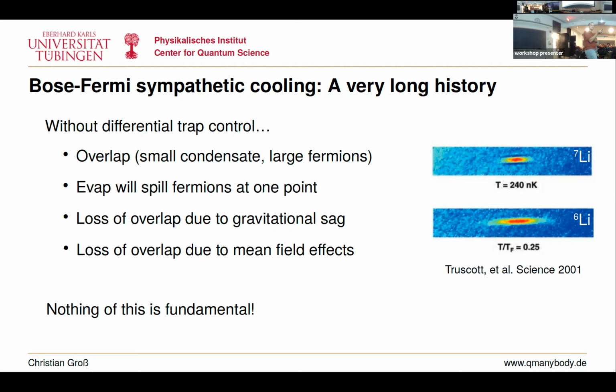There are mean field effects which kill your overlap. There are many reasons why evaporation becomes inefficient here if you don't have enough control knobs. And this is the thing. Nothing here is fundamental. If I can really control the shape and the position of the two clouds independently, that should actually work to reach lower temperatures.